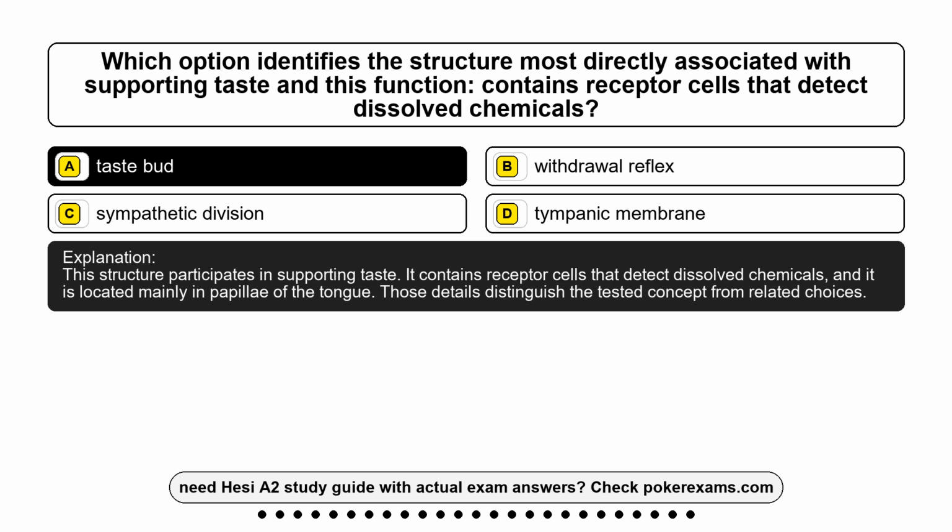This structure participates in supporting taste. It contains receptor cells that detect dissolved chemicals, and it is located mainly in papillae of the tongue. Those details distinguish the tested concept from related choices.